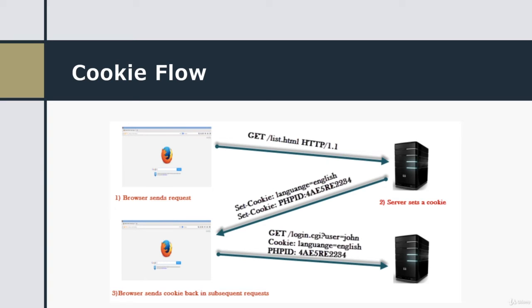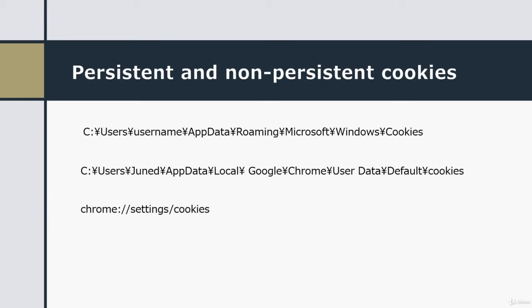Okay, now let's understand what persistent and non-persistent cookies are. Here you can see we have three links. Cookies are divided into two main categories. Persistent cookies are stored on the hard drive as a text file. Since the cookie is stored on the hard drive, it would survive a browser crash.